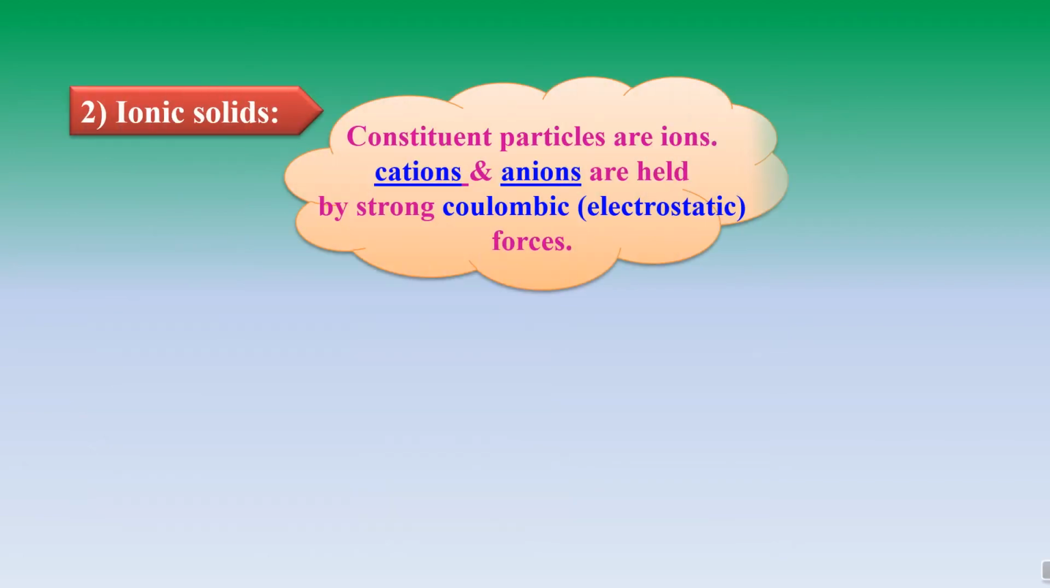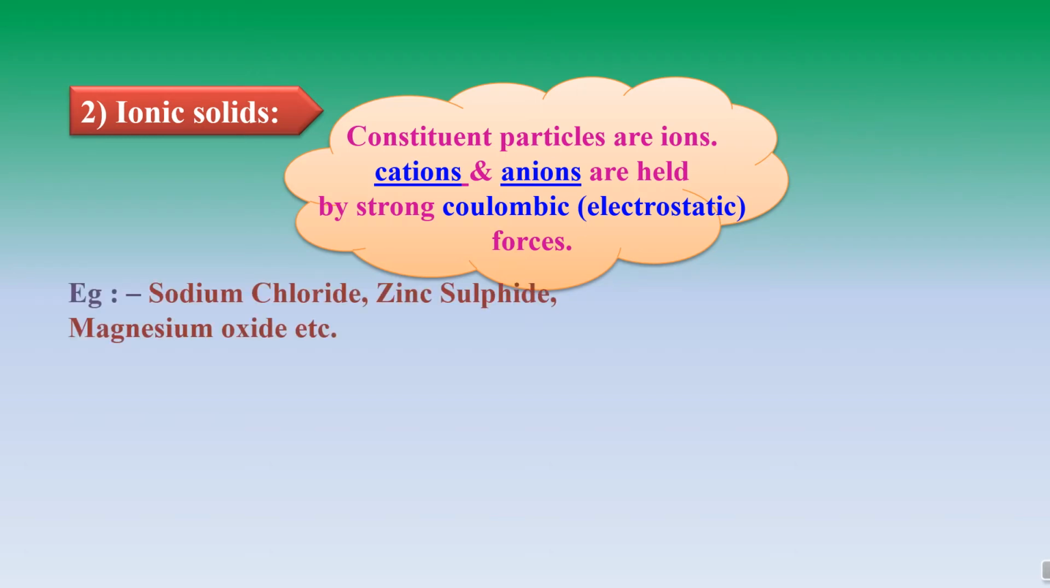Ionic solids. In ionic solids, the constituent particles are ions. Cations and anions are the constituent particles, and these are held by strong force called Coulombic force or electrostatic force of attraction. Examples for ionic solids are sodium chloride, zinc sulfide, magnesium oxide. Any ionic solids can be taken as example.